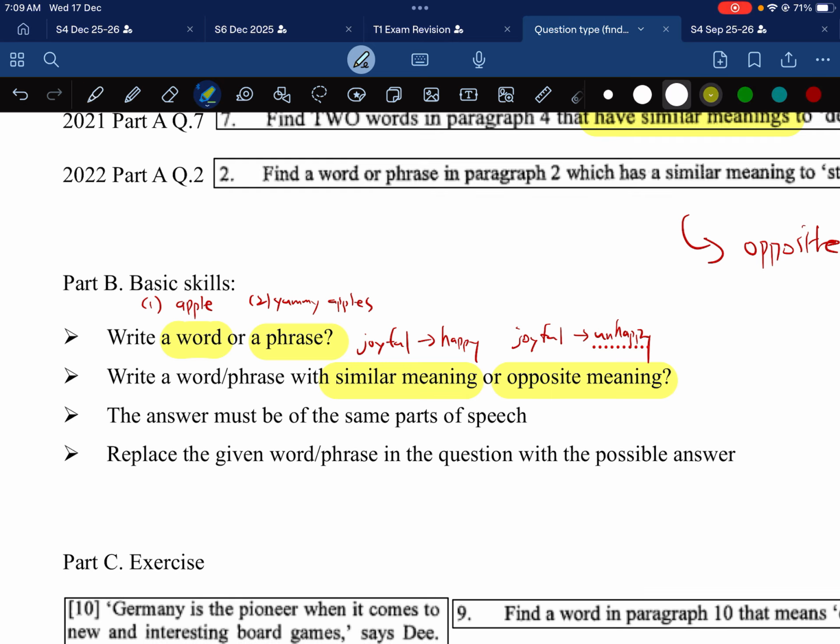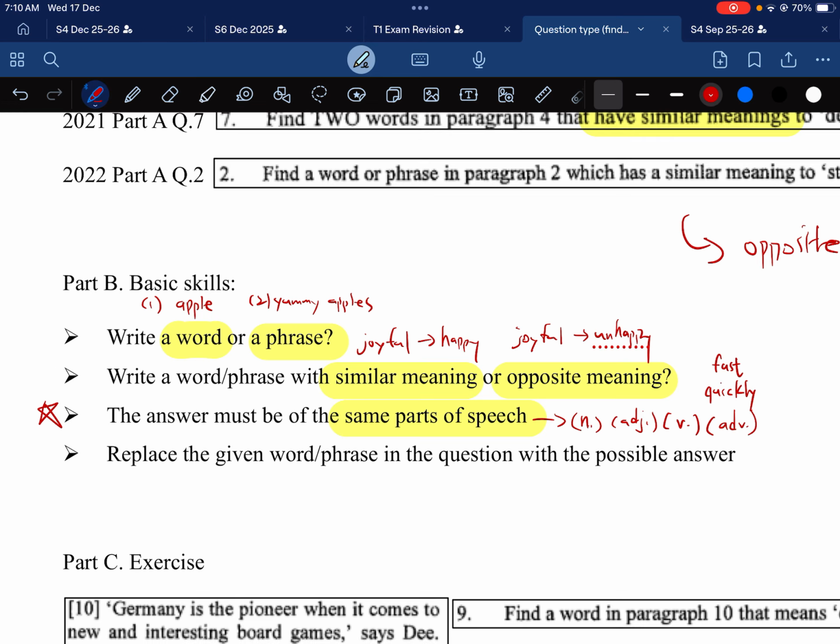And the other one is a relatively difficult, not difficult, but very key component whenever you do this question. The answer must be of the same parts of speech. Okay, if you don't know what parts of speech are, they are usually the nouns, right? The adjectives, like happy, nouns, the apples, right? The verbs, like do, and also the adverbs. Okay, adverbs are things with ly, okay, quickly, okay, beautifully. Of course, the word fast is one of the very few adverbs without the ly.